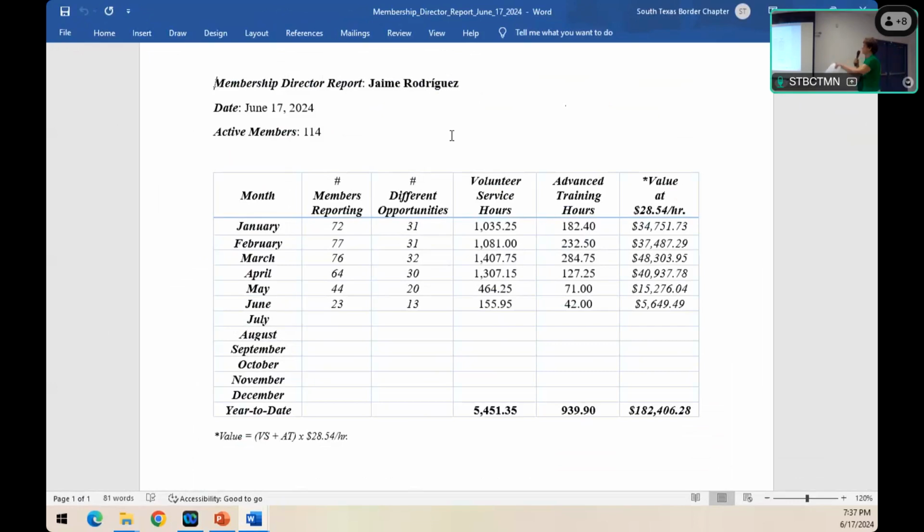Hurry those numbers up. Okay, and advanced training, wow. The high was March at 284 advanced training hours. I guess people were trying to get their rattlesnake pin. And now for June, 42. But by now, probably a lot of people have already gotten certified. So we got some people getting their rattlesnake pin tonight. Okay, that's about it for Jaime's report.